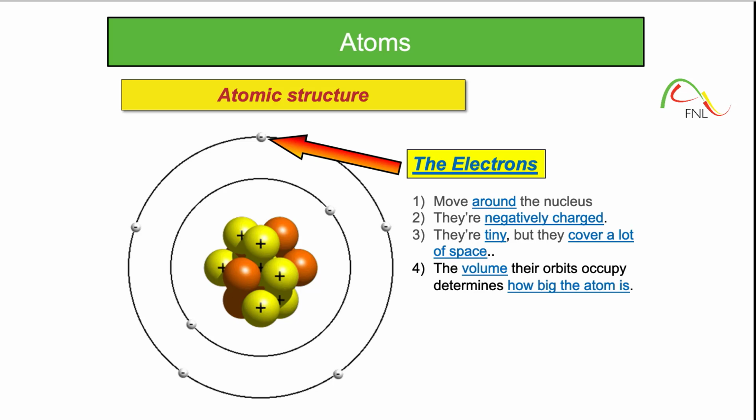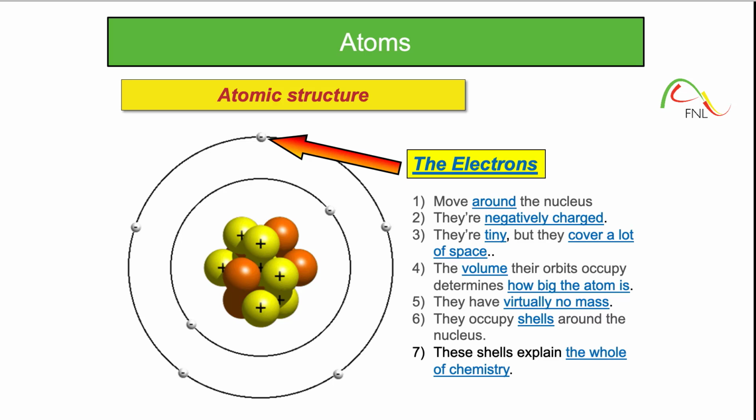The volume their orbits occupy determines how big the atom actually is. It's not the nucleus, it's the orbits of the electrons. They determine how big the atom actually is. And they've got virtually no mass. In fact, compared to a proton, for example, you need 2,000 electrons to weigh the same as a proton. And they occupy, as we said, shells or orbit levels as they're called, or energy levels around the nucleus. And these shells and the movement of electrons explain the whole of chemistry.